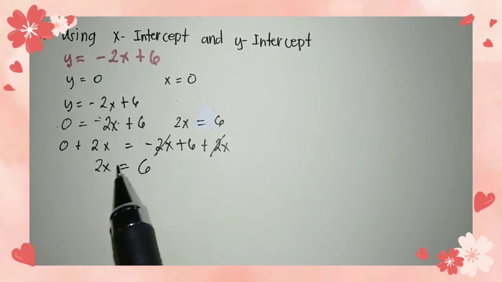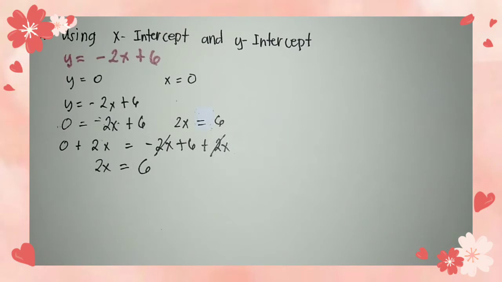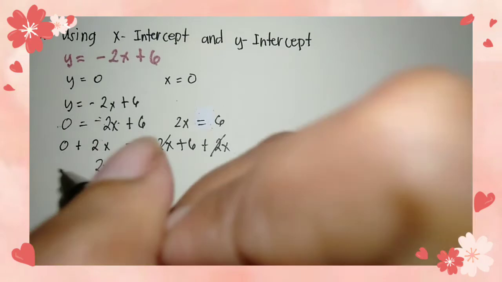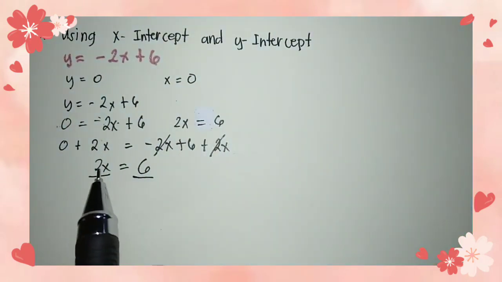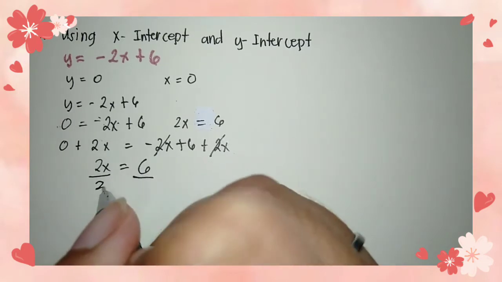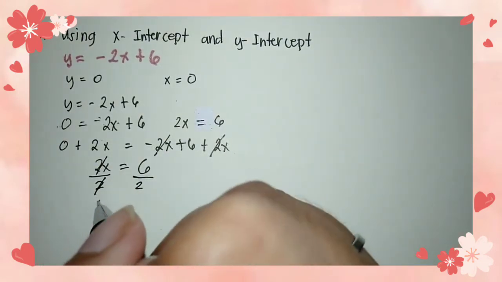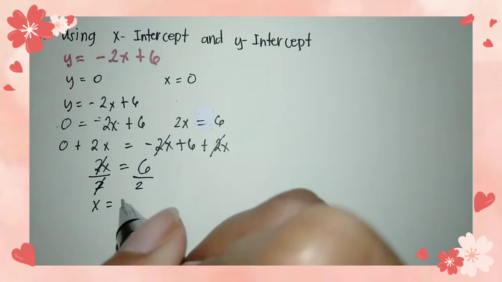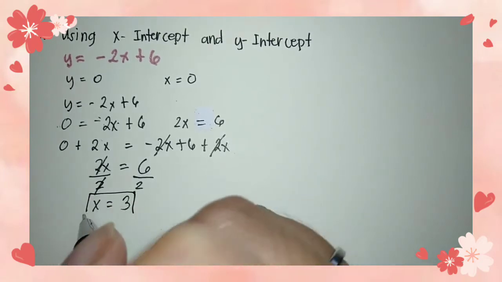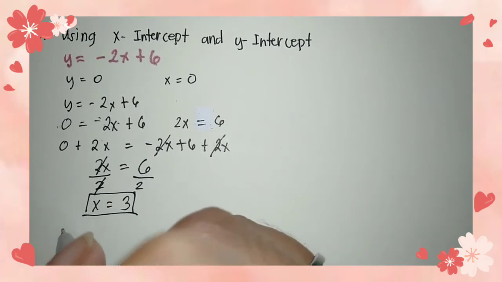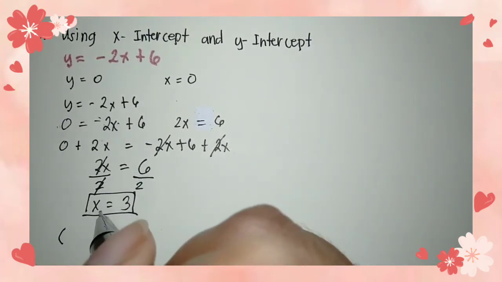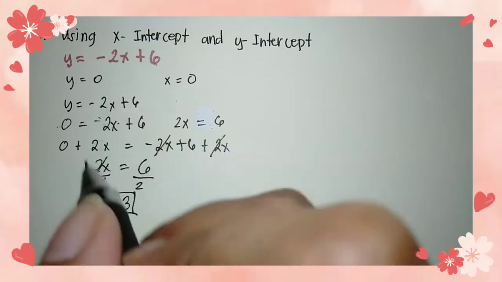Ito yung long method. So, we have 2x is equal to 6. Then, right after that is, of course, to eliminate 2 since si x lang naman yung hahanapin natin. So, divide both sides by 2. Dahil si 2 yung i-eliminate natin, kay 2 natin sila i-divide. Okay, 2. And then cancel. X is equal to 6 divided by 2 is positive 3. So, yun na yung x natin. And ang ating magiging ordered pair para dyan is, unahin natin si 3 since siya yung x, and then 0.